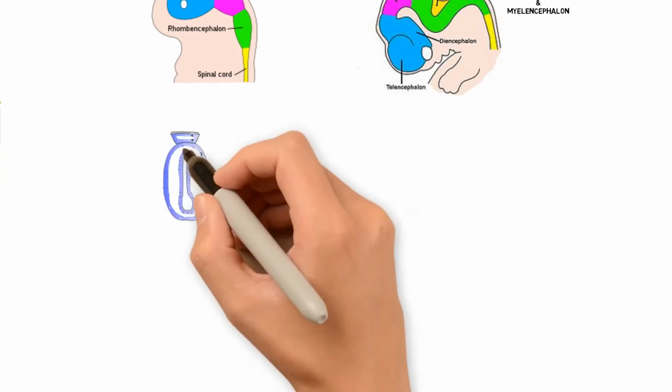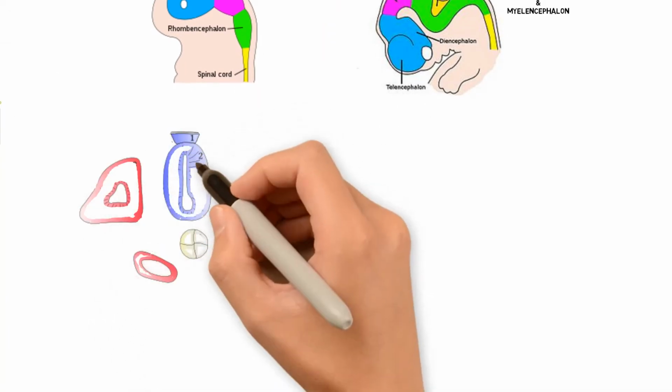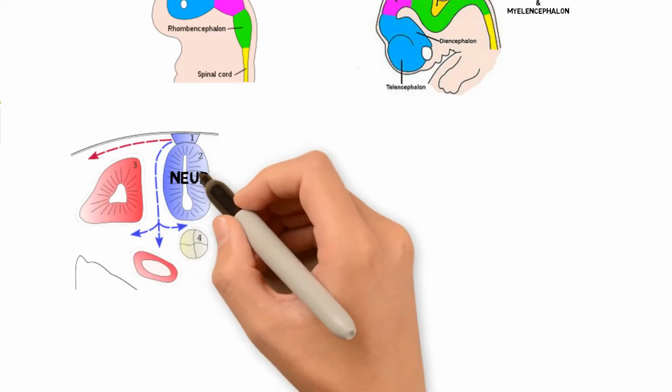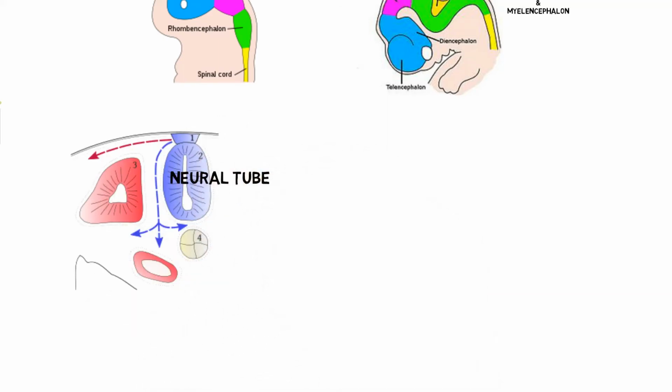Around the time the neural tube is forming, small sections of nearby cells differentiate into structures called somites. In this picture, 2 is the neural tube, and 3 is the somite. These paired structures line both sides of the neural tube.